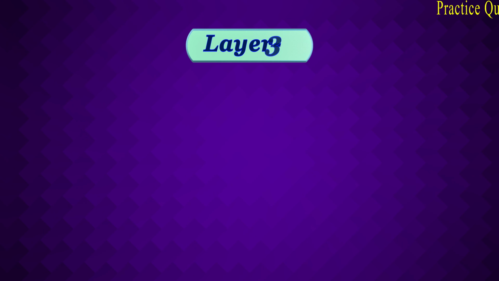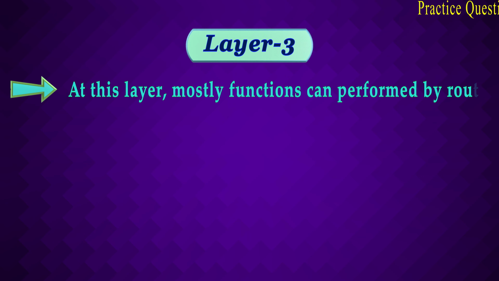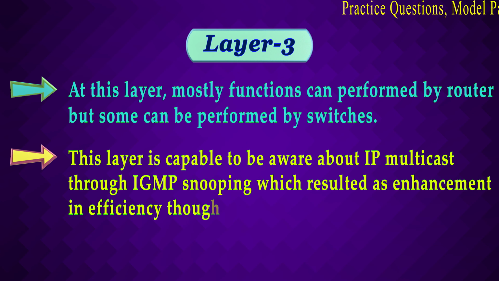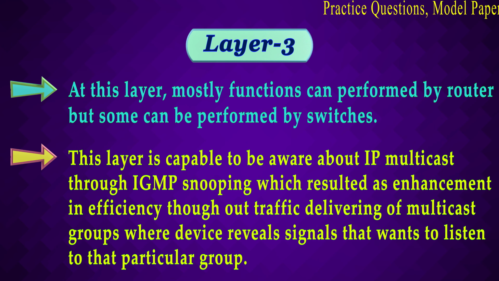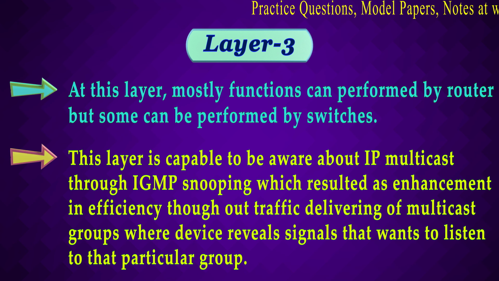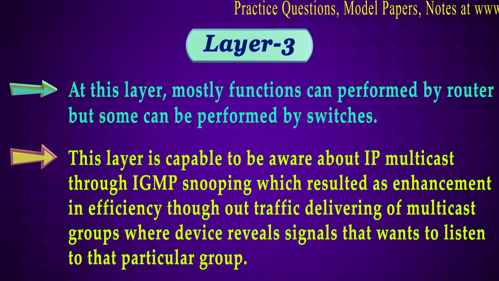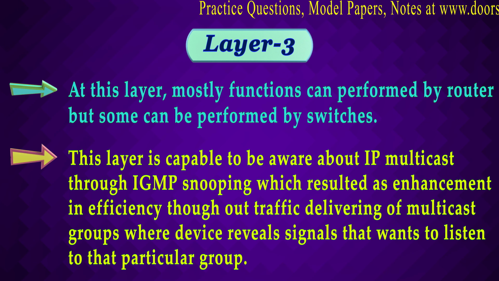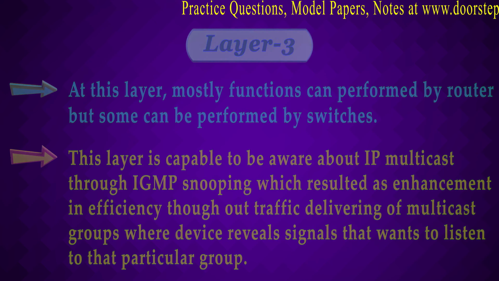So in the third layer, the functionality is performed mainly by the router, but sometimes some of the functions are achieved by switches also. This layer is capable of being aware of IP multicasting through IGMP snooping, so that data can be transferred to multiple collections of workstations, so that delivery is possible at one time whenever there is a request for the information.